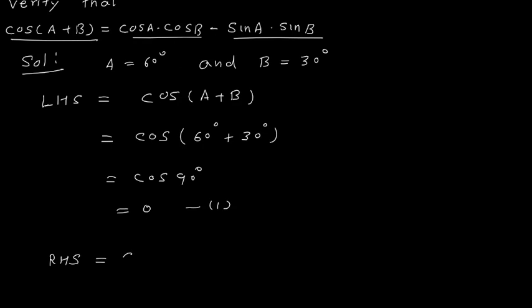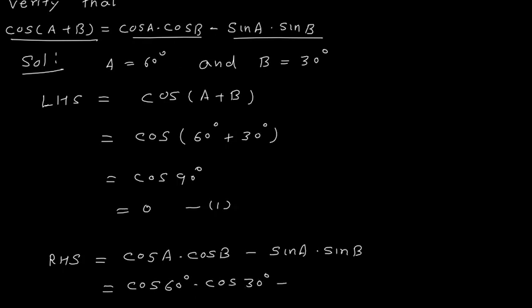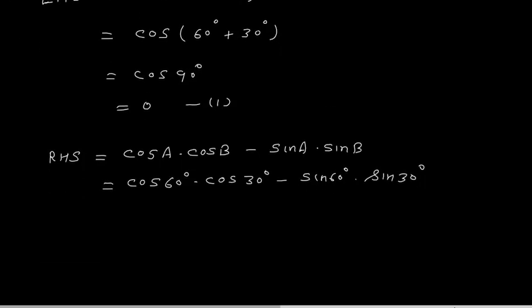RHS is cos A into cos B minus sin A into sin B. Is equal to cos, what is the value of A? It is 60 degree. cos 60 degree into cos 30 degree minus sin 60 degree into sin 30 degree. Now the value of cos 60 degree is 1 upon 2.